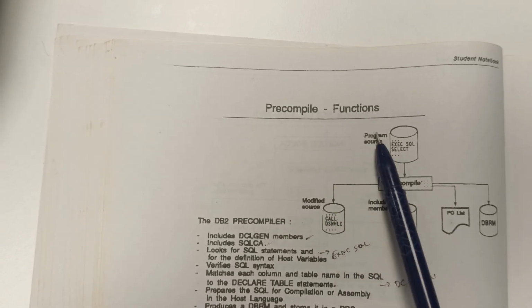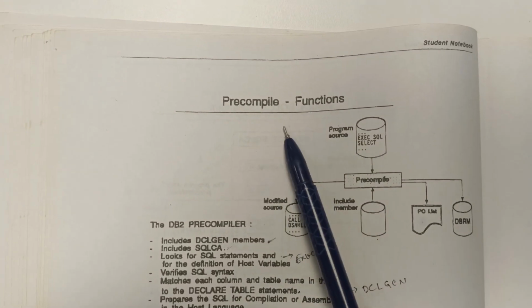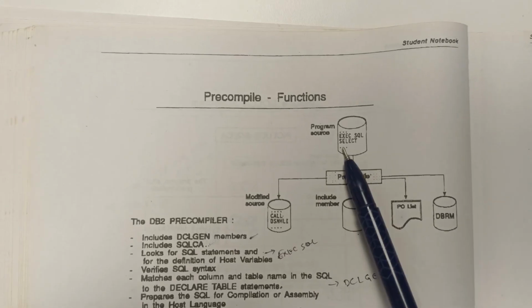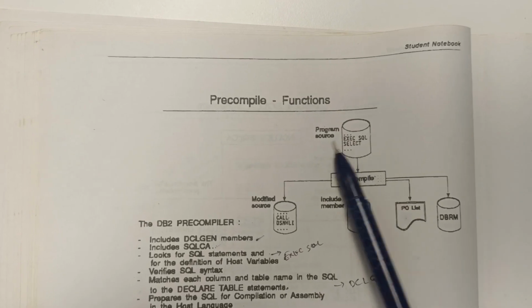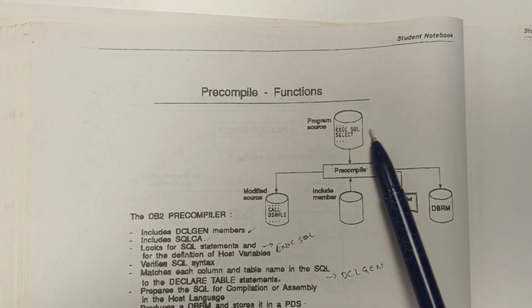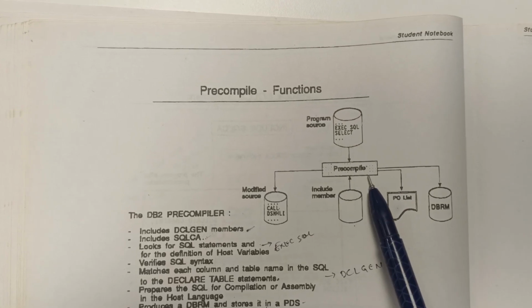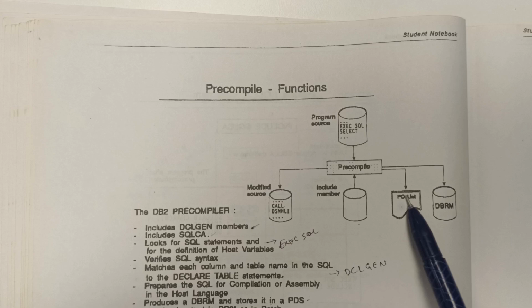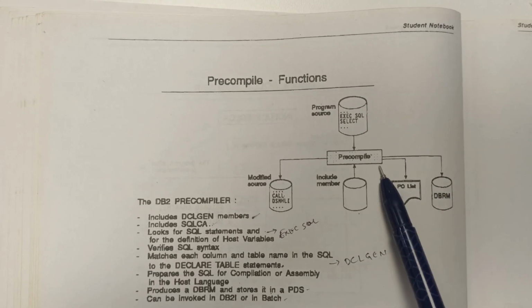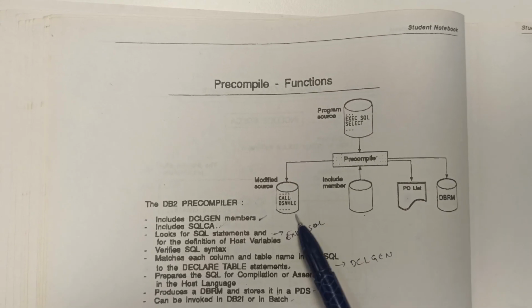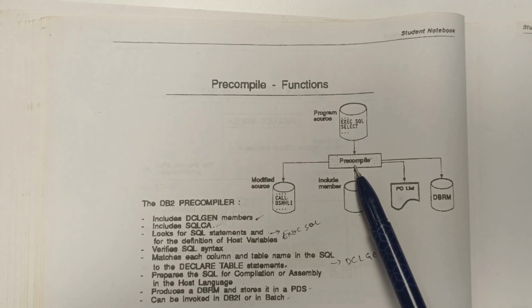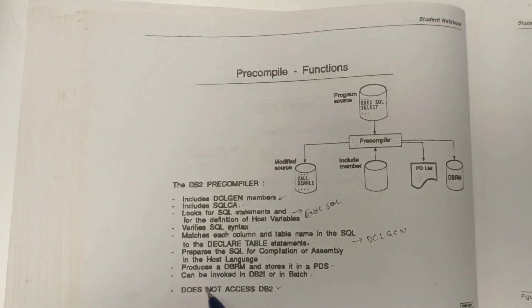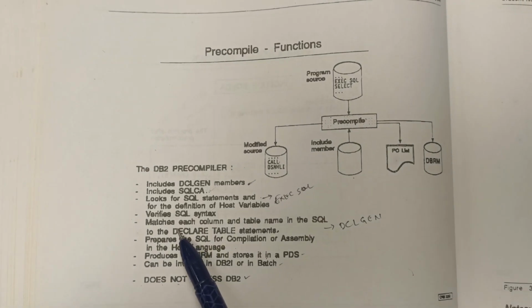Till now we have covered the pre-compiler function, how the pre-compiler works. This is a program source. Whenever there is a DB2 SQL statement, the DB2 pre-compiler creates the modified source, the include member and the corresponding DBRM. These are outputs, but the include member is an input for the pre-compiler here.